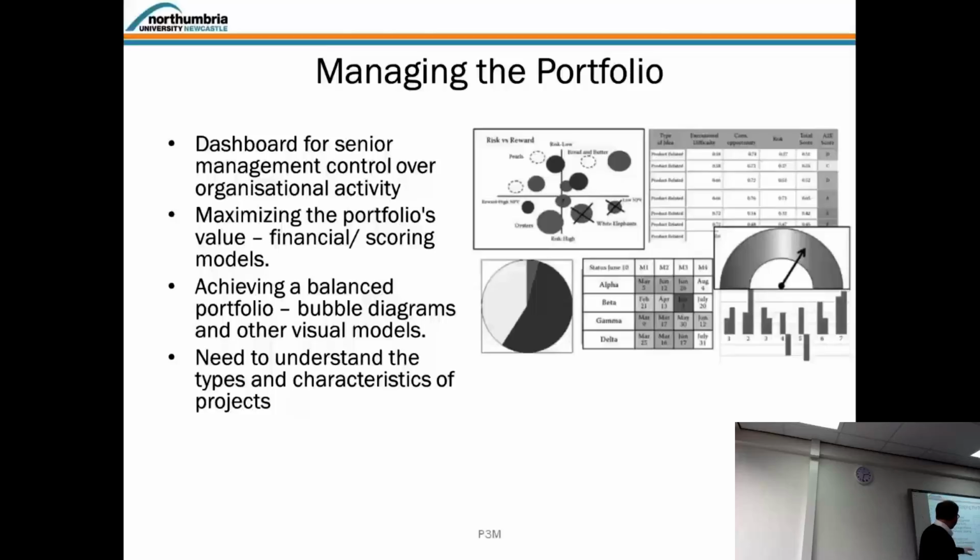And then achieving a balanced portfolio. These are bubble diagrams and other visual methods I've given you there, a few in the papers here. There's a list, which is quite extensive. And then you also need to understand the types and characteristics of your projects. This is a recognition that we have to update what we're actually filtering for in the portfolio. Otherwise it becomes very quickly outdated. Okay, I have a few.